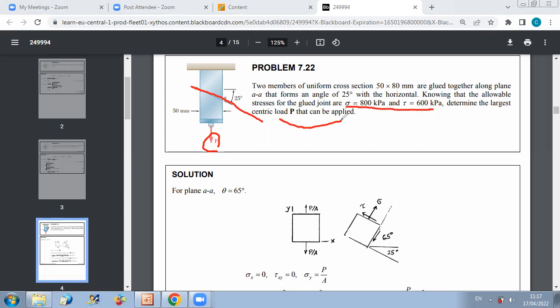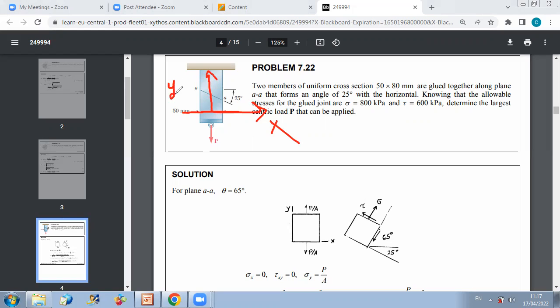Now, the idea is, under the effect of P, if I take a section that is like this, parallel to the ceiling level, let's say. So I consider that for a certain cut, if I do a cut here, this is the x direction and this is the y direction.